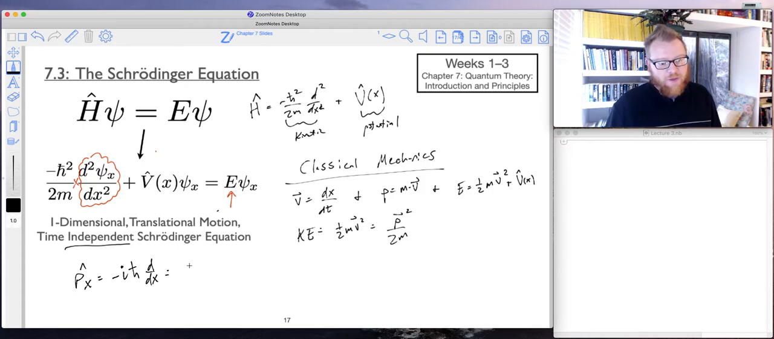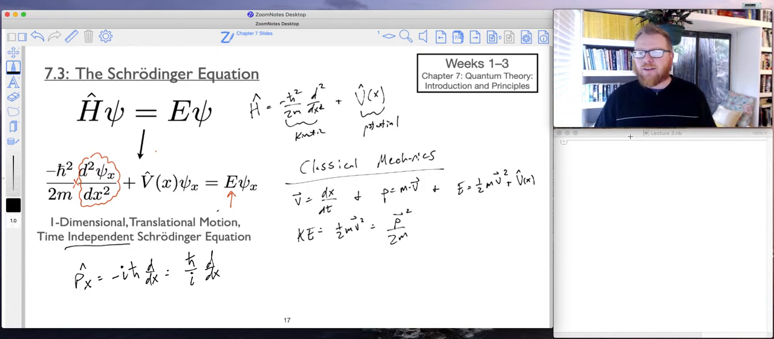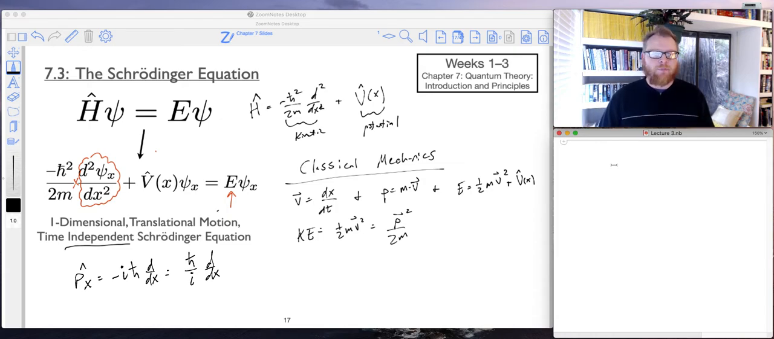However, this form is also acceptable: h bar divided by i, no negative sign, times d dx. And I have a little Mathematica notebook open here. I want to show you something. I'm going to be using Mathematica throughout these lectures to remind us of some math that is not so straightforward.